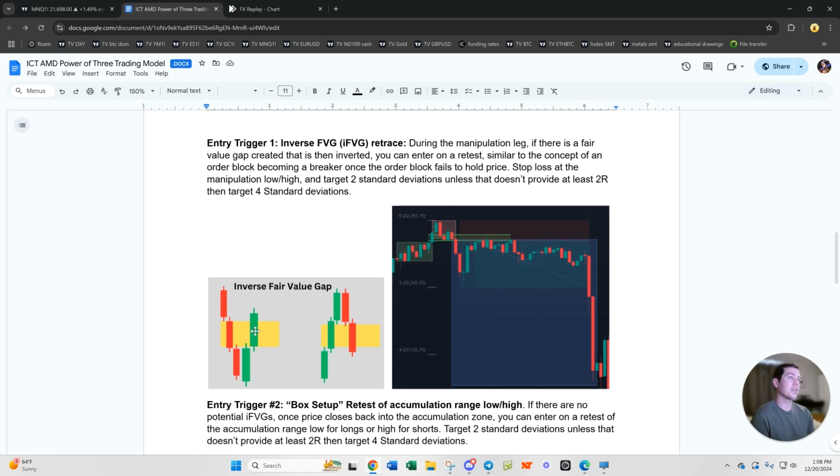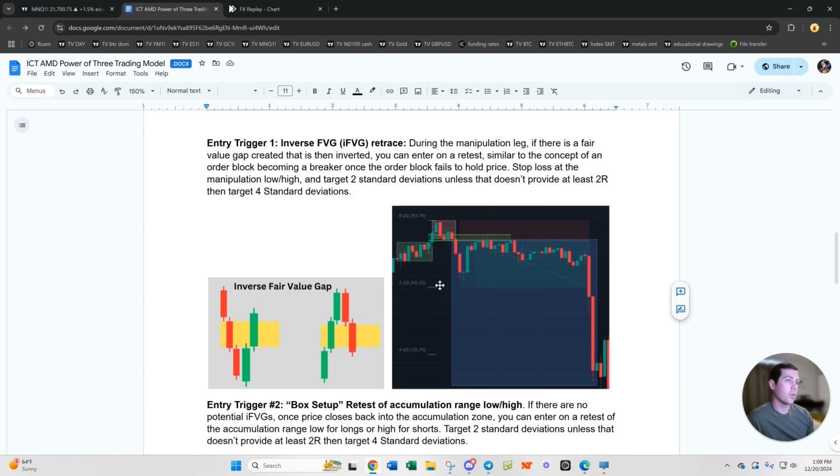It's similar to the concept of a breaker, which is essentially a failed order block. So during these manipulation legs, if you see a fair value gap that is then followed by a candle that closes past it, we're going to use that inverse fair value gap as our entry. Just for simplicity, I'm going to use the higher low of the manipulation leg for the stop loss. And take profit is going to be either the 2 or the 4 standard deviations.